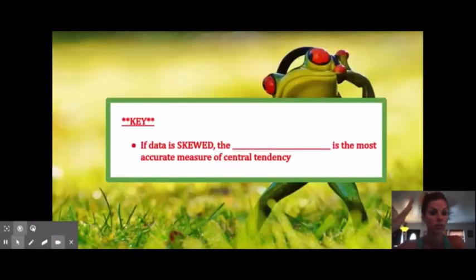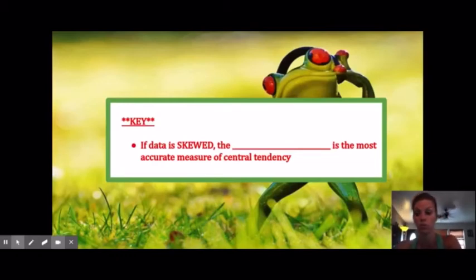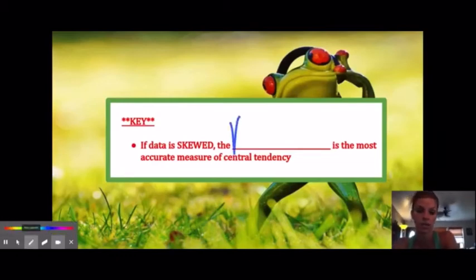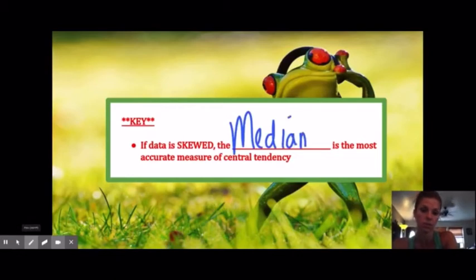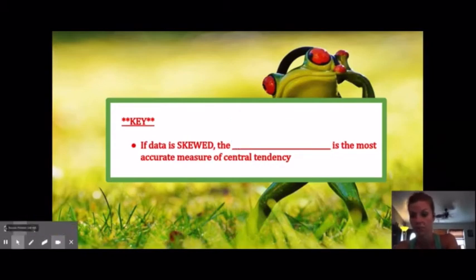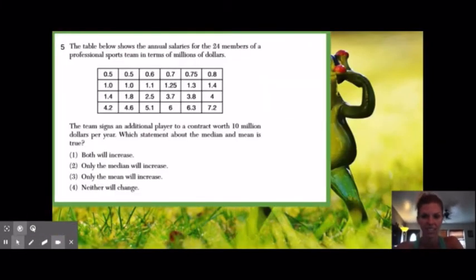Here's a general gist. If your data is ever skewed, the median is going to be the best representation. It's going to be the most accurate number that represents all of the data, okay? So just keep that in mind. Let's look at this one.